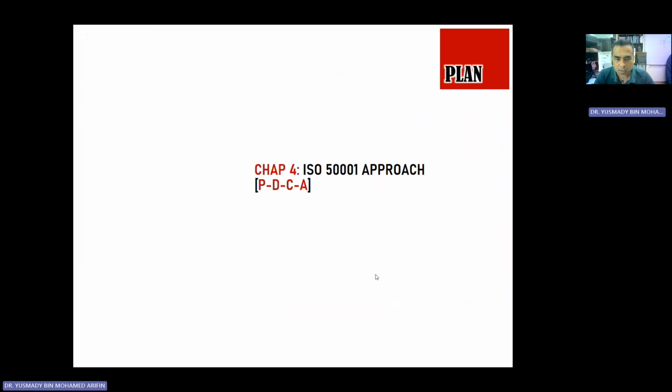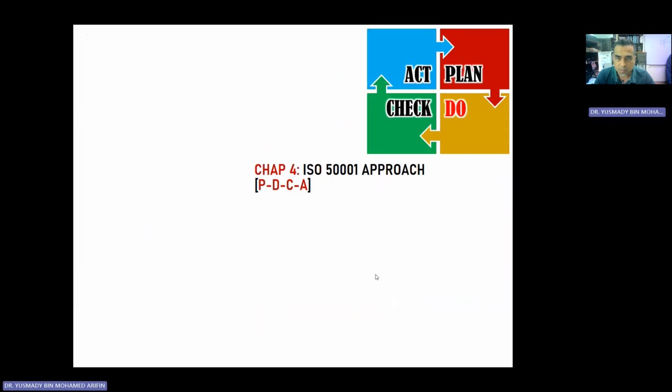Now, in terms of the assessment, we'll use this approach in order to assess our energy management system. This approach involves the plan step, do step, check step, and also the act step. The plan step we already discussed in chapter number 5 under the planning topic. The rest, do, check, and act, we will discuss in chapter number 9, this chapter.